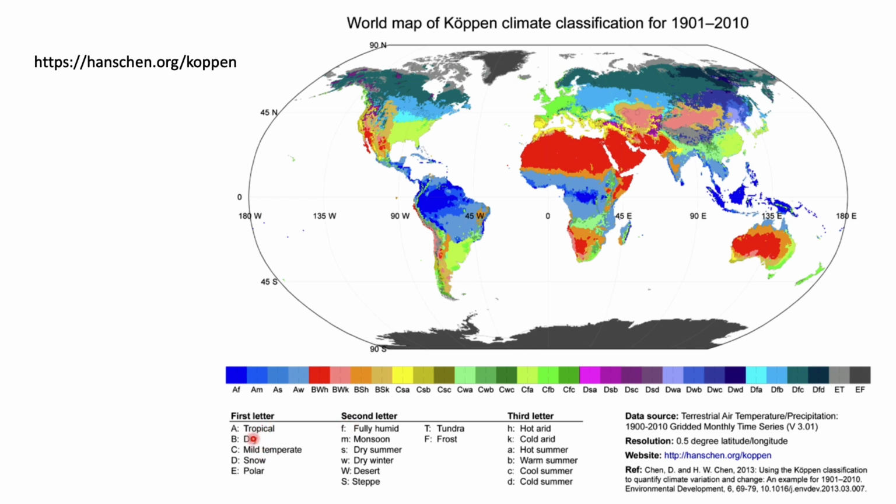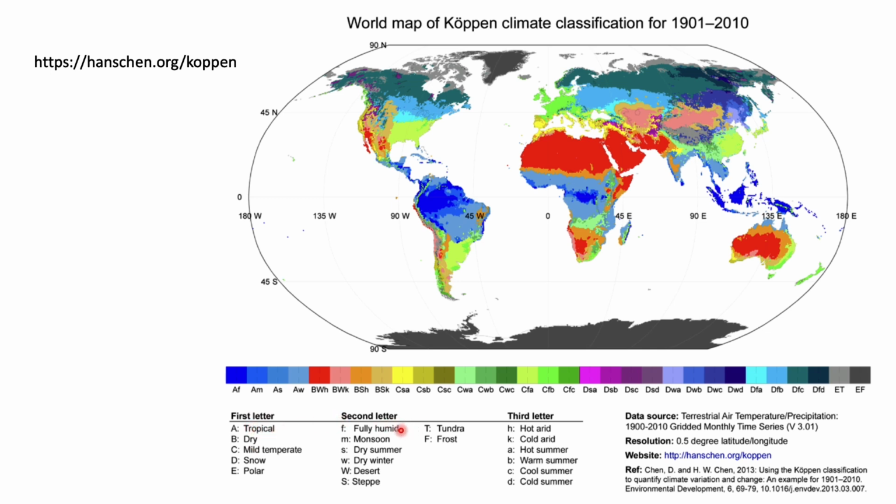The first letters include A, B, C, D, E in capital letters. Then we have the second letters, then we also have third letters. These are all the ways by which every place's climate is classified. We will look at each of these letters now. A is for tropical, B is for dry, C is for mild temperate, D is for snow, and E is for polar. So these are all the major classifications.